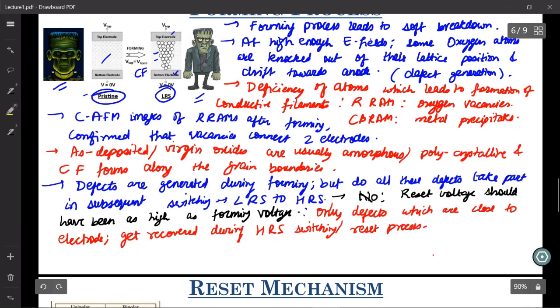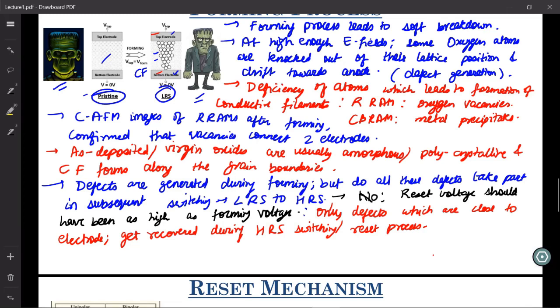So now that you have oxygen vacancies inside your RRAM device, as shown here, if you apply a voltage of opposite polarity, you will tend to send oxygen atoms to these oxygen vacancies and then recombine them. Not all of these oxygen vacancies get recombined, only those which are close to the electrodes. Because of this, the magnitude of the reset voltage is not the same as the forming voltage magnitude, and you can never recover your original virgin device.